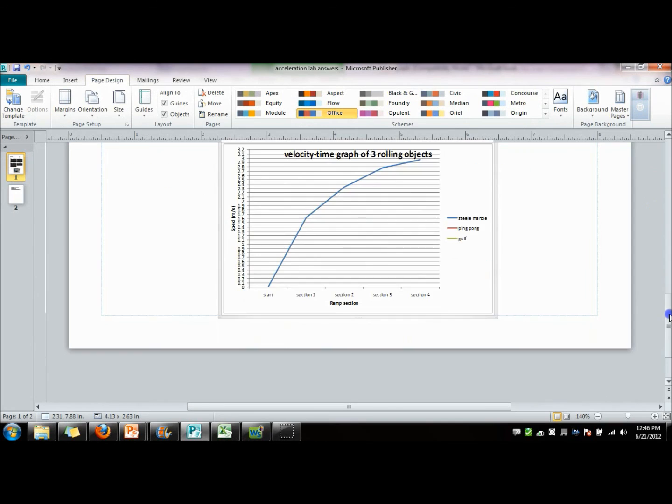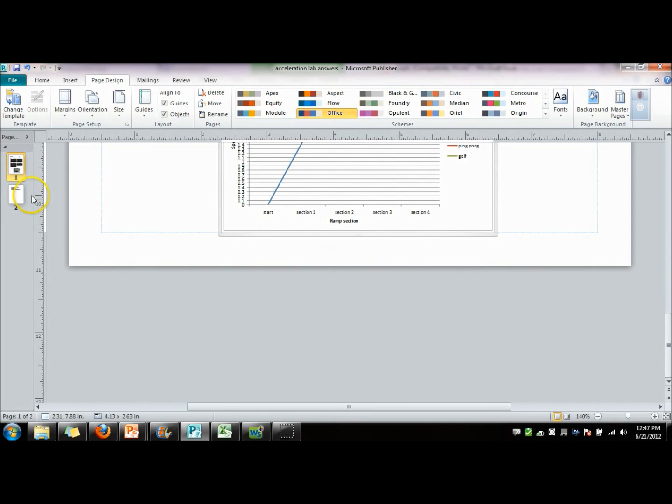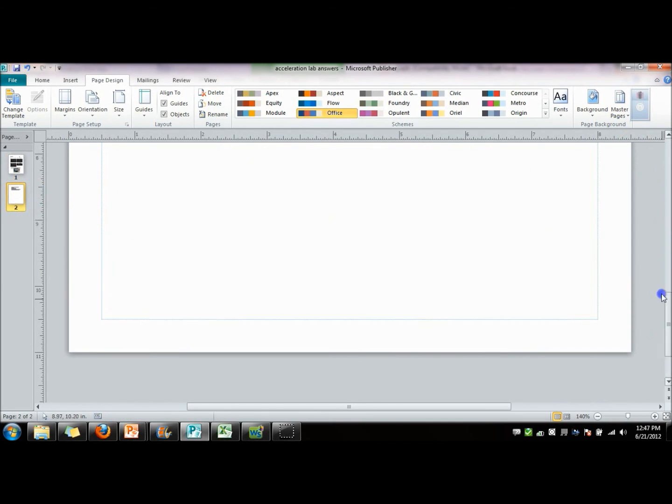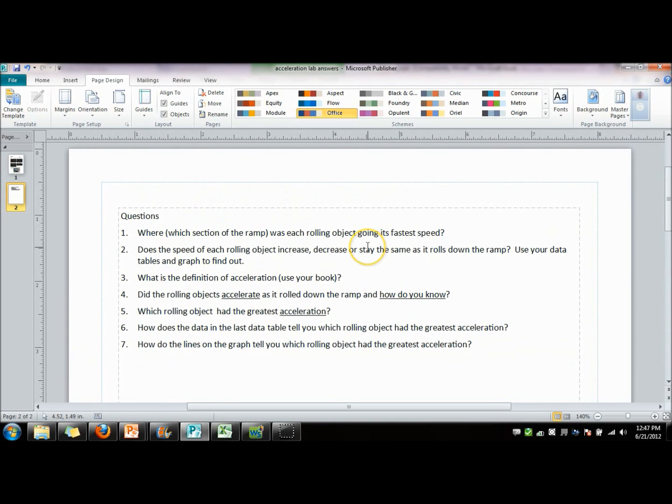Now we're ready to move on to our questions. Looking at the second page, you have 7 questions that you need to answer according to your data and your graph. First question, where? And when I ask where, I mean which section of the ramp was each rolling object going its fastest speed. So find the fastest speed, the greatest number, wherever the number was the highest for each rolling object, and tell me which section of the ramp that was in. Was it the top? Was it the bottom?